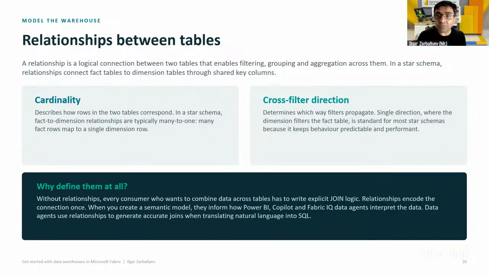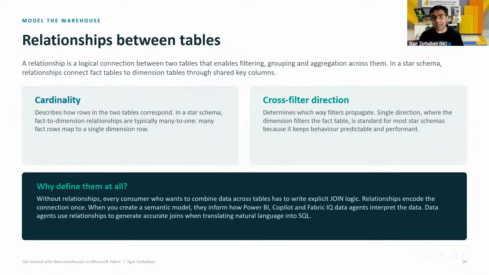Concretely, the customer key column exists in both fact sales and dim customer. That shared column establishes the link that lets you analyze sales by customer attributes like region, segment, or account type.